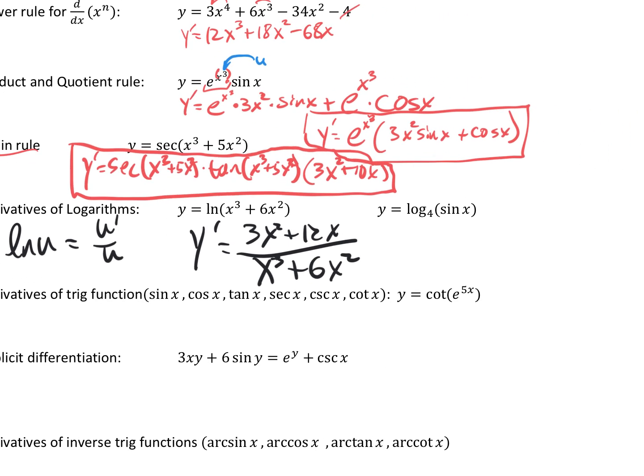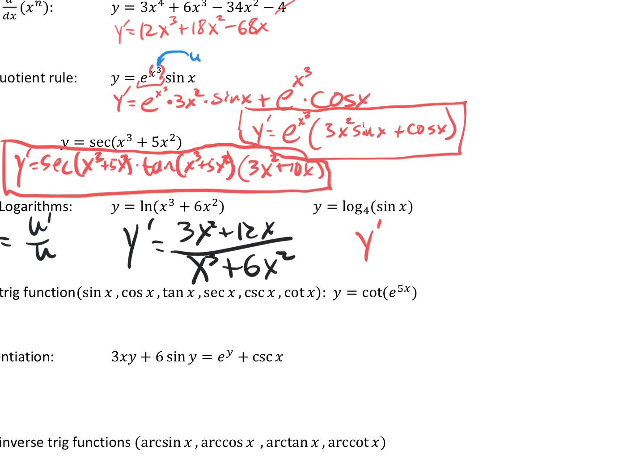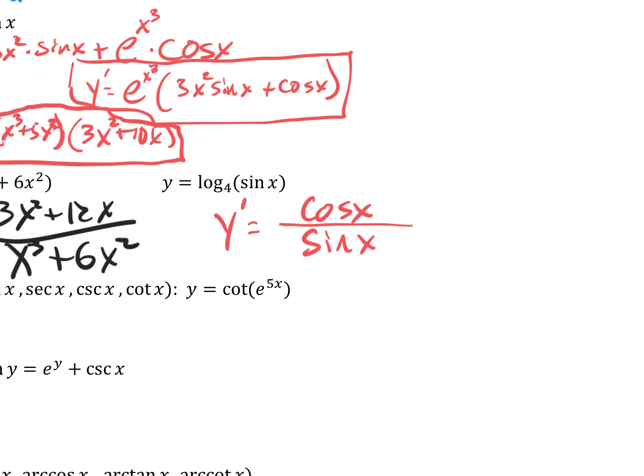Well, what if it's not a natural log? What if it's a log base 4? Well, we're going to do just about the same thing. So treat it like a natural log, which is the derivative of the inside, cosine x, over the inside. But then since it wasn't a natural log, we have to multiply by the natural log of 4. We get this conversion factor down there. Okay? All right, there it is.